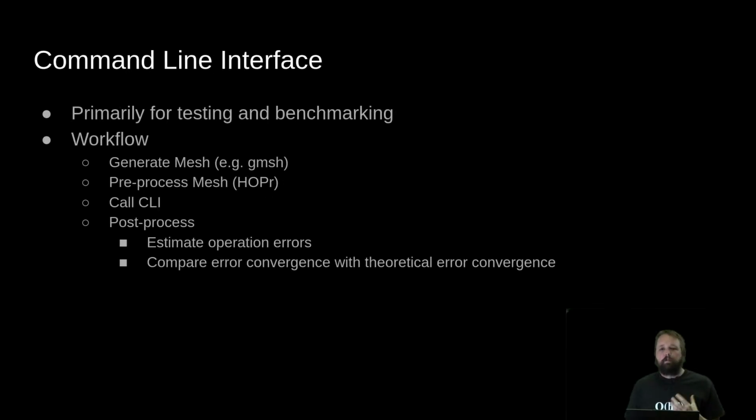So again, the general workflow for the CLI at this moment is that you're generating a mesh from somewhere else, and at some point you're passing it through Hopper to get it into that Hopper format, because that's the only file I/O we currently support today. Then you can call the CLI and do some post-processing.